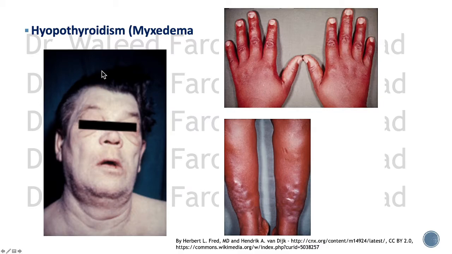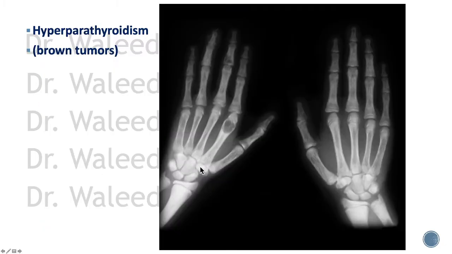On the opposite, hypothyroidism is called a case of myxedema. You get this apathetic look, no expressions at all, and edema, especially pretibial and in the hands. See that? This is called a case of myxedema.